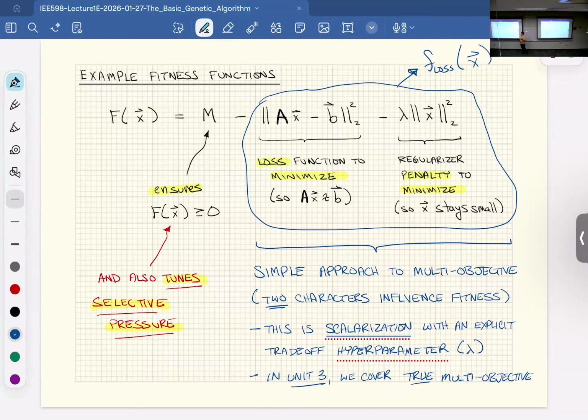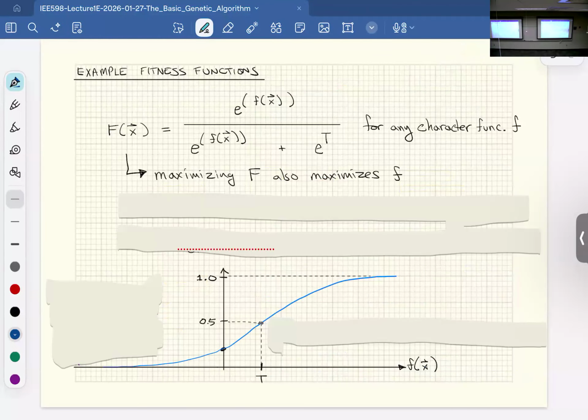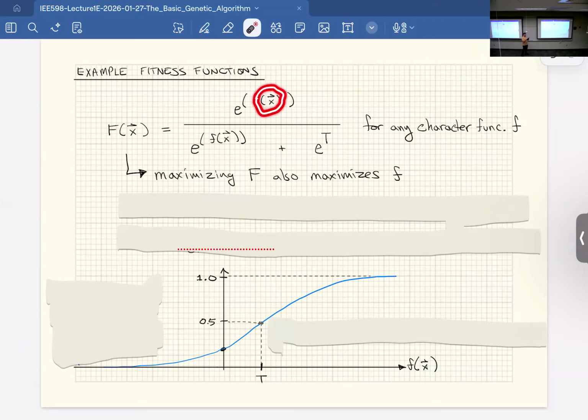Another example fitness function, which gets us to the idea of fitness scaling: not everything has to take the form where it's M minus the loss function. An alternative way that is somewhat elegant is to use a sigmoidal function like this one. I have my character on this horizontal axis at the bottom, and I map it to this scaled fitness function on the y-axis.